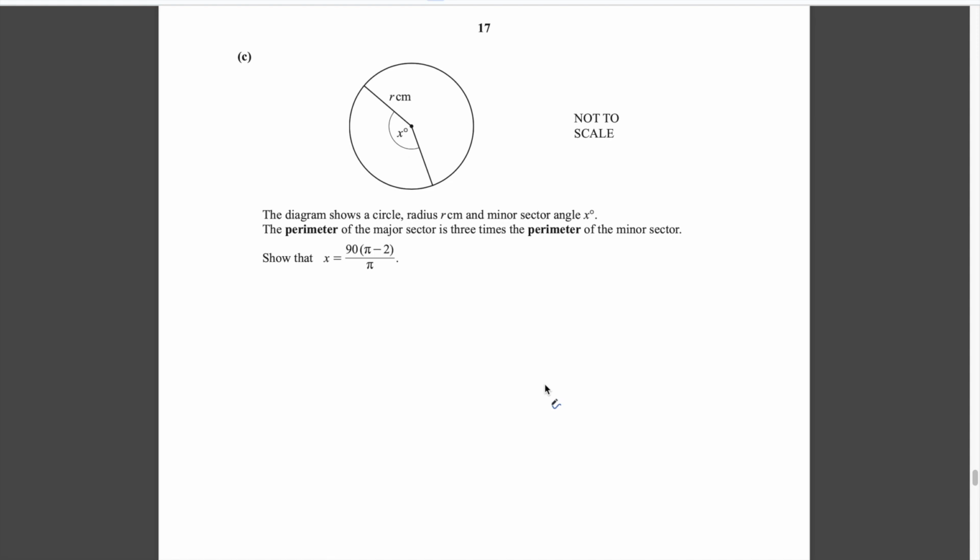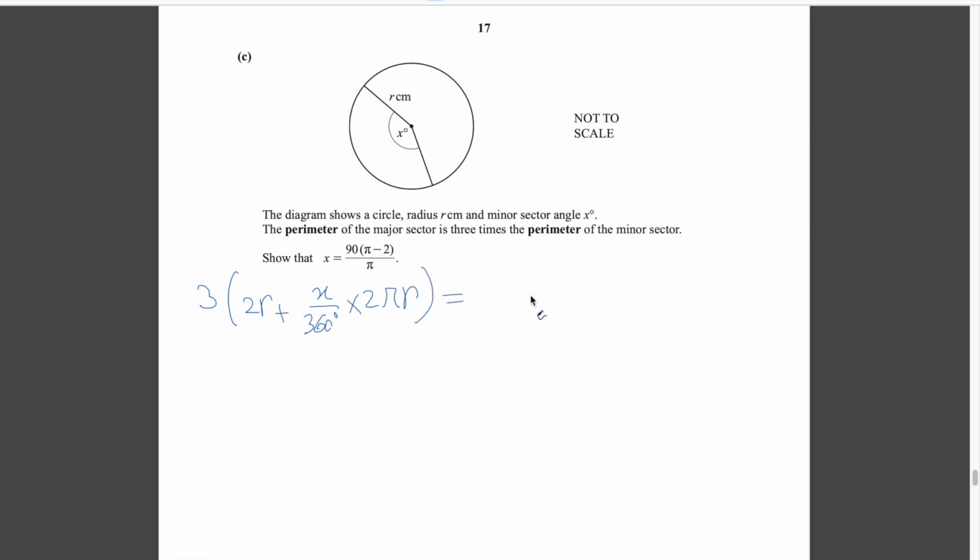Part C, it says the diagram shows a circle of radius r and the minor sector angle is x degrees. The perimeter of the major sector is 3 times the perimeter of the minor sector. Show that. Okay, the perimeter of the minor sector will be the sum of two radii, so 2r plus the length of this arc, a smaller arc. So it will be x over 360 times 2 pi r. The larger one is 3 times the minor one, so 3 times.